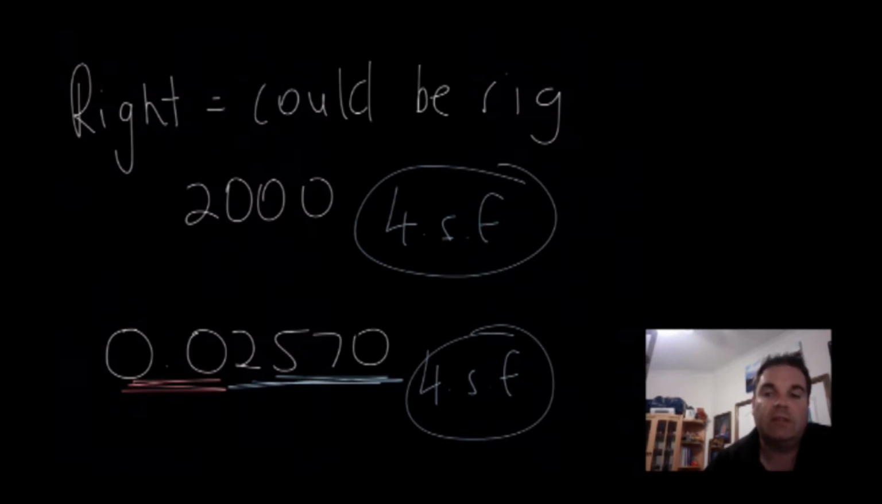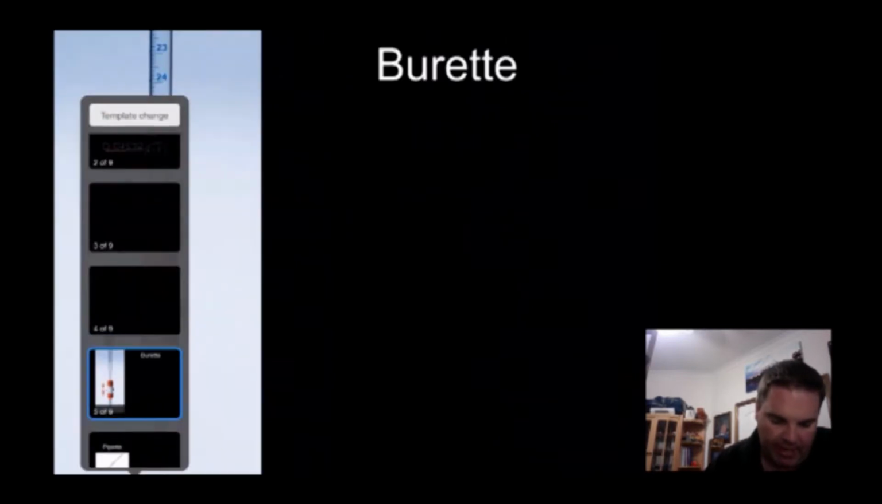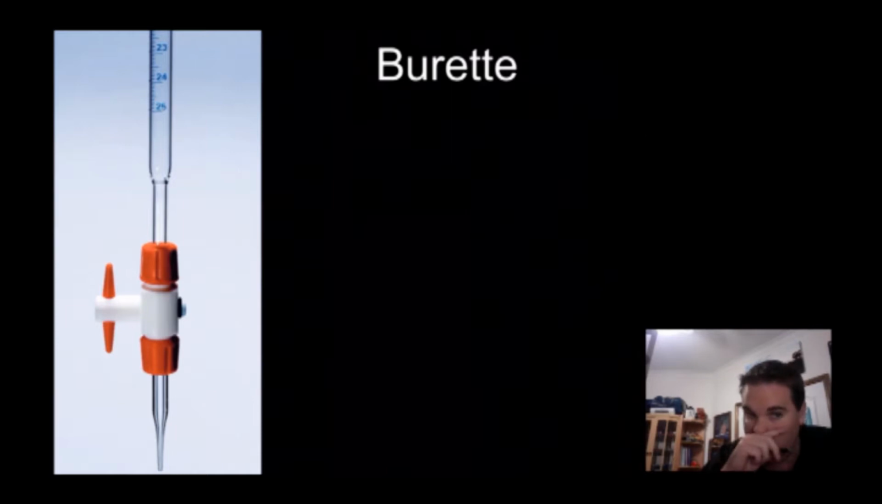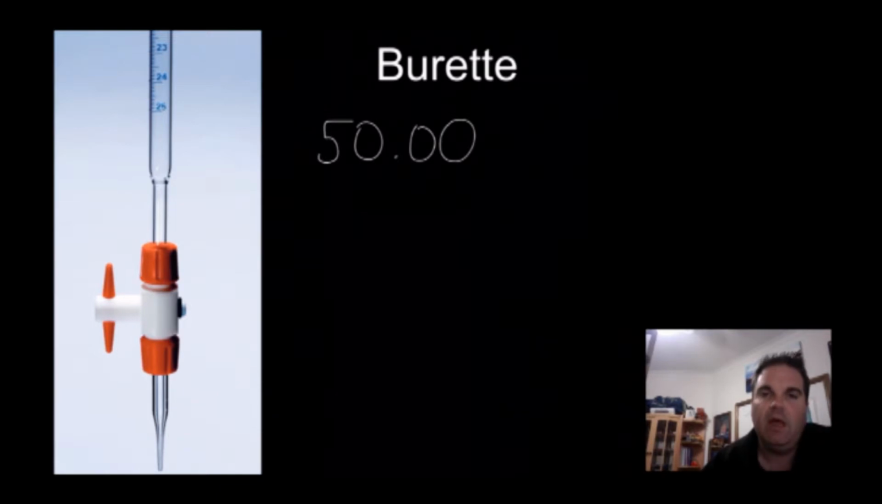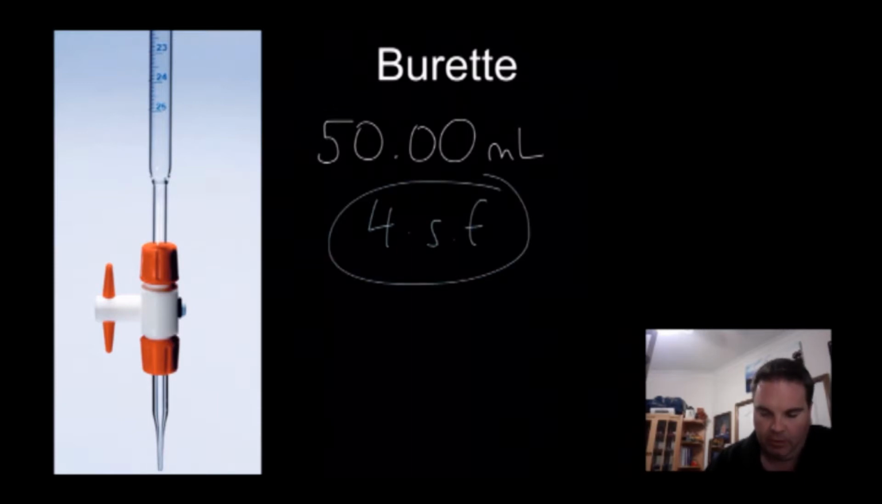I'm just going to talk through some of the glassware and things that we use in titrations and talk about what sort of resolution you can read those to, and therefore how many significant figures. First one I'm going to talk about is a burette. The common burette that you'll use is a 50 ml burette, and you can read this to 2 decimal places. So this is actually 4 significant figures. When you talk about reading the meniscus and recording your values for a burette, you must always go to 2 decimal places, which will give you 4 significant figures.